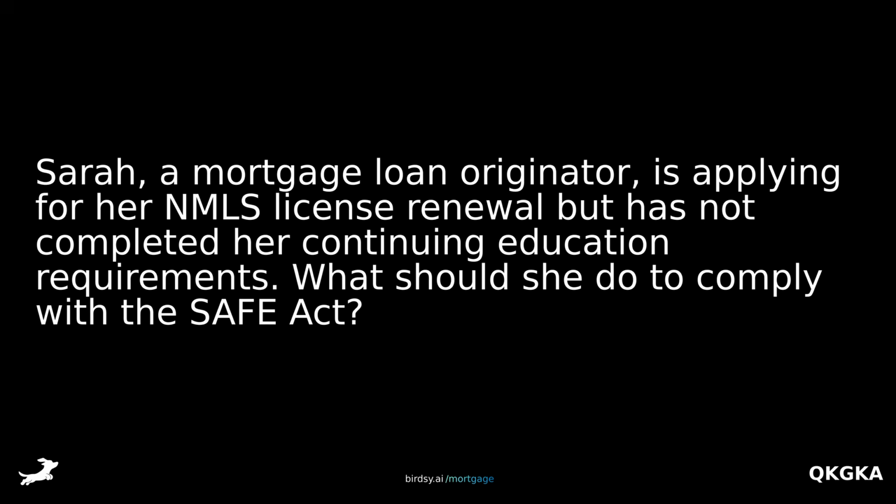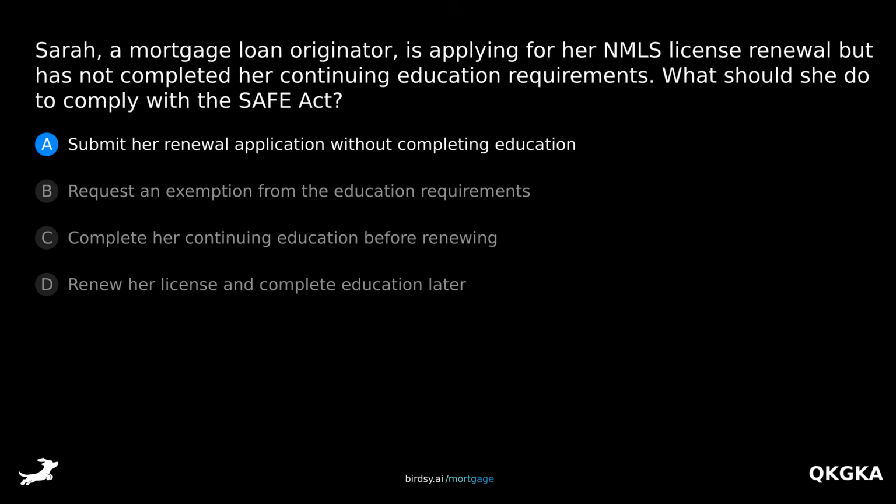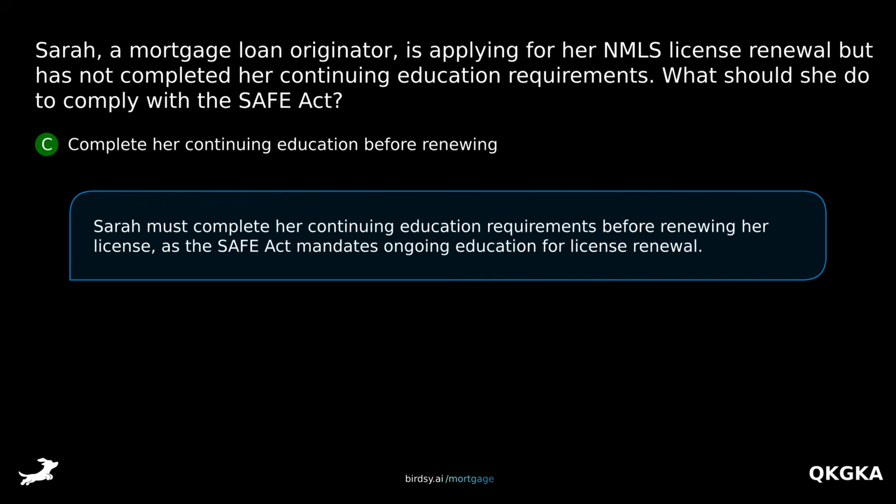Sarah, a mortgage loan originator, is applying for her NMLS license renewal, but has not completed her continuing education requirements. What should she do to comply with the SAFE Act? Is it A. Submit her renewal application without completing education? B. Request an exemption from the education requirements? C. Complete her continuing education before renewing? Or D. Renew her license and complete education later? The answer is C. Complete her continuing education before renewing. Sarah must complete her continuing education requirements before renewing her license, as the SAFE Act mandates ongoing education for license renewal.